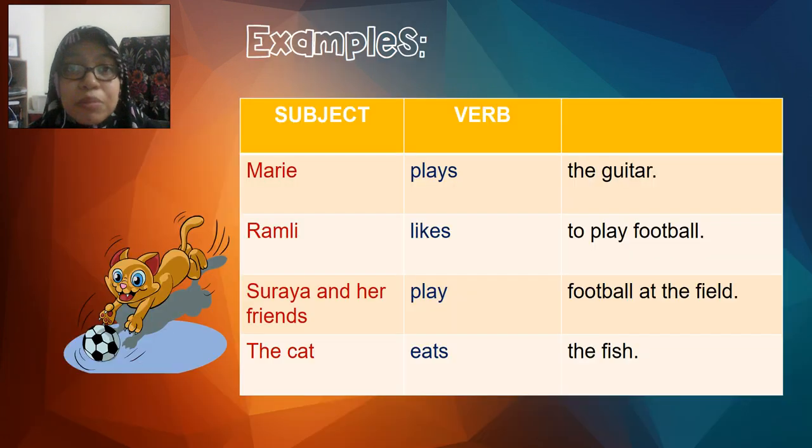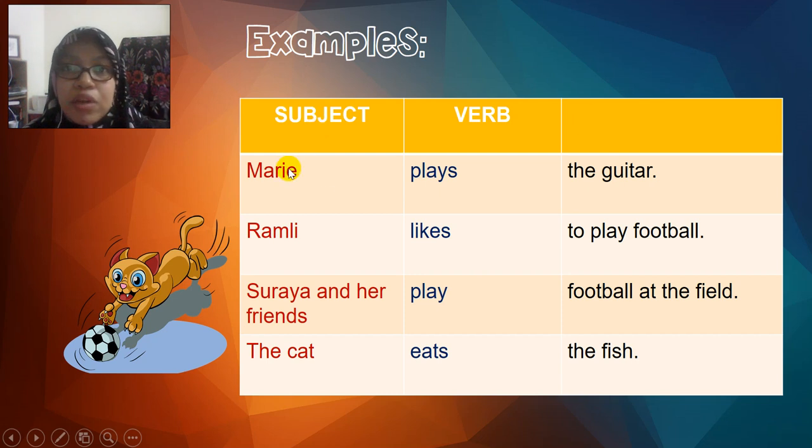So you must remember, when you make a sentence, you must have a subject, you must have a verb, and also you must have an object or description. So this is the examples.